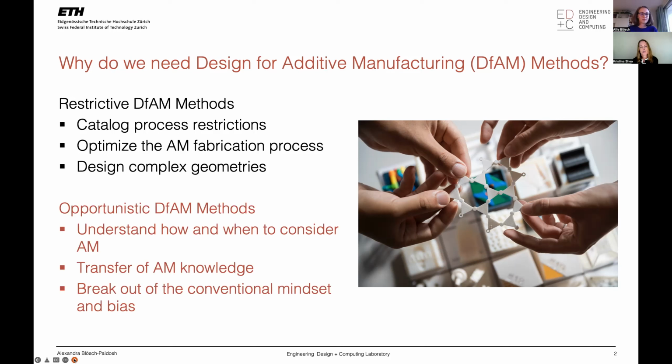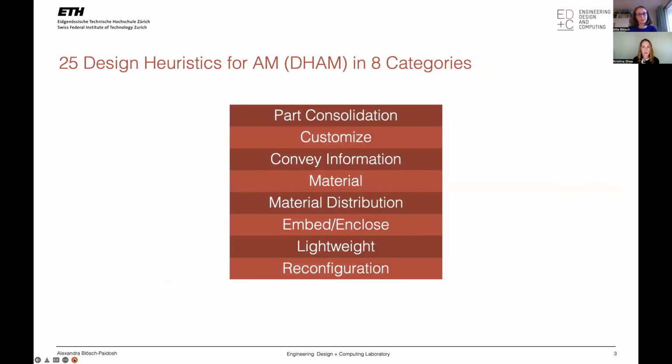So the question was, how can we provide a method that allows people to understand better how and when to consider AM in their design projects, to transfer AM knowledge to them, to improve their designs for AM, and finally, to break out of the conventional mindset and bias imposed by conventional manufacturing processes. So what she came up with is 25 design heuristics for AM in 8 different categories.